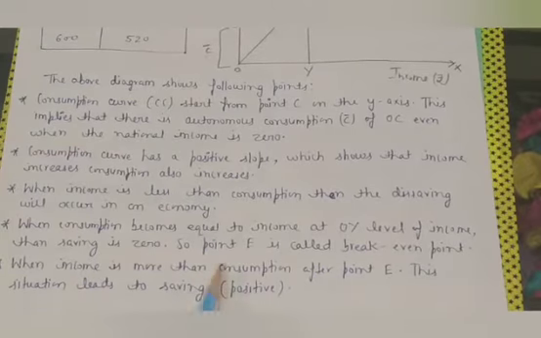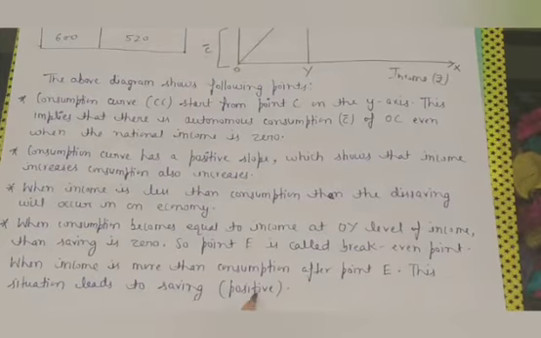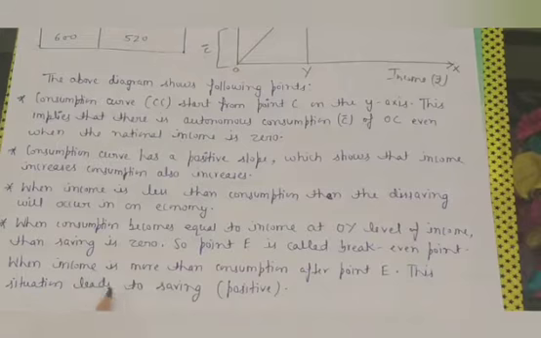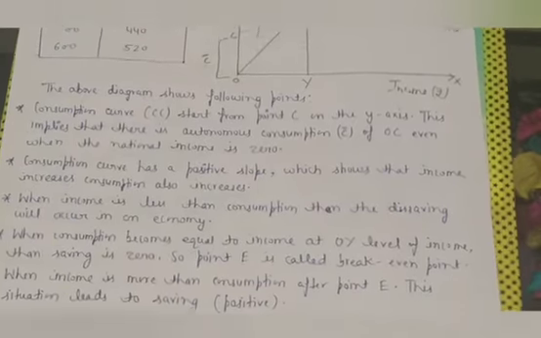When income is more than consumption, after point E, this situation leads to positive saving. I hope all of you have understood this diagram.